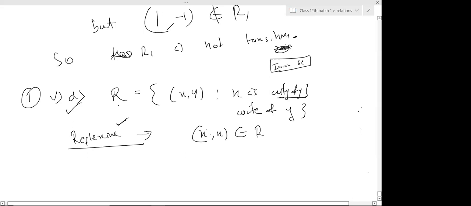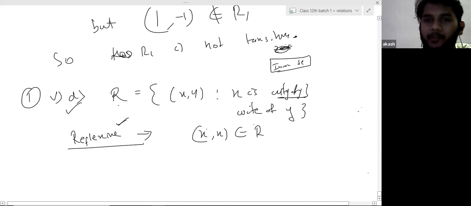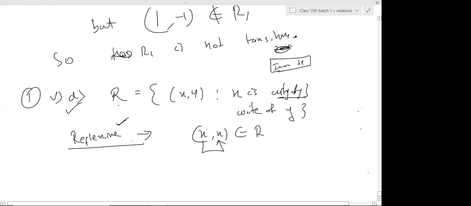Sir, I'm having doubt for transitive. All right, we will discuss all the points, don't worry. So, Kulsum, now is it clear? Can x be wife of himself or herself? No. So this is not reflexive.